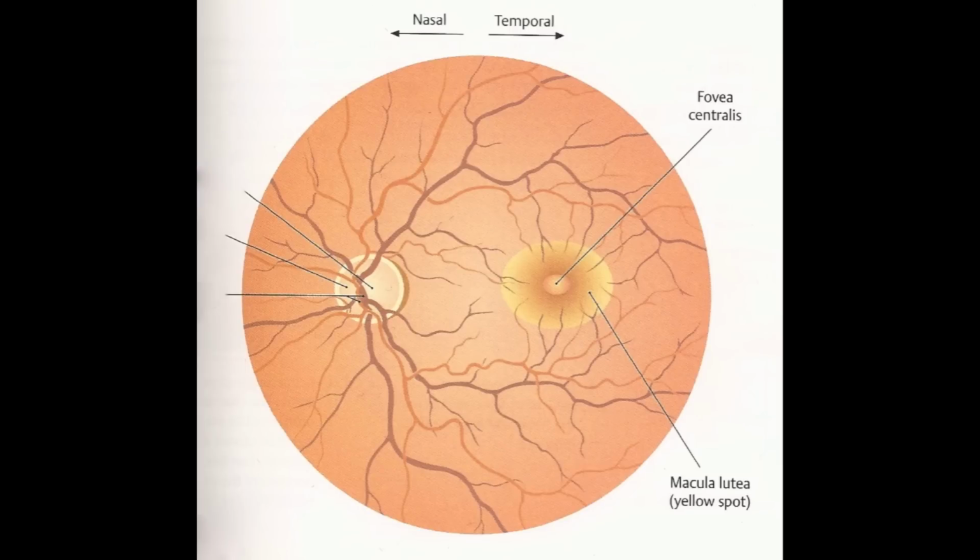The macula lutea is a structure on the retina that contains mostly cones. It is located on the posterior surface inside the eye. The fovea centralis is the centermost point of the macula lutea. It contains only cones.